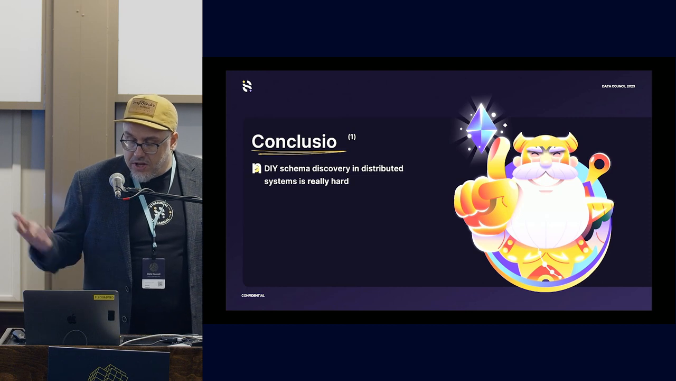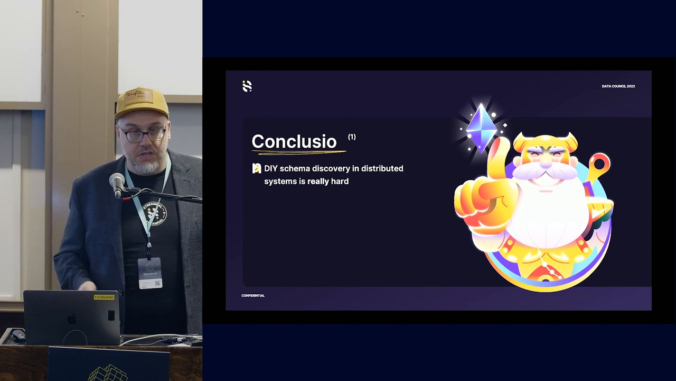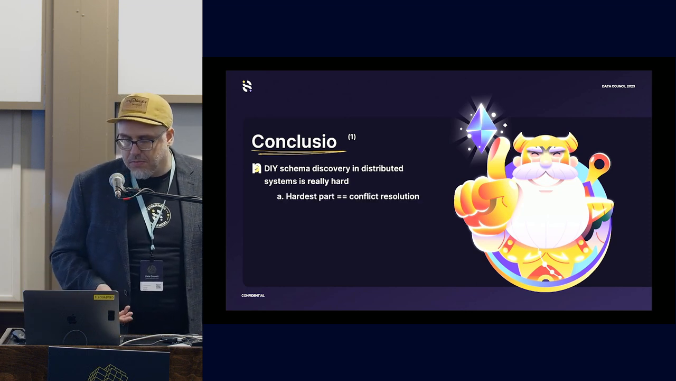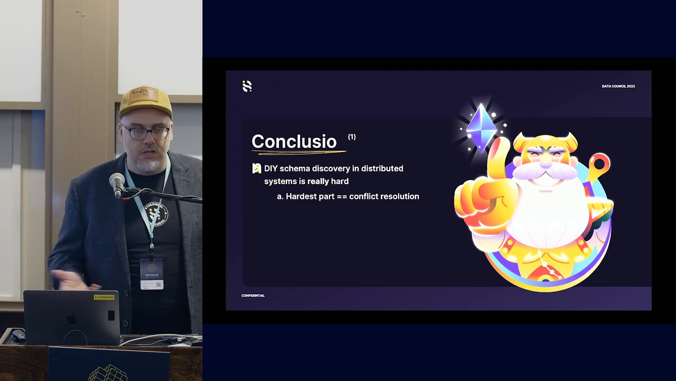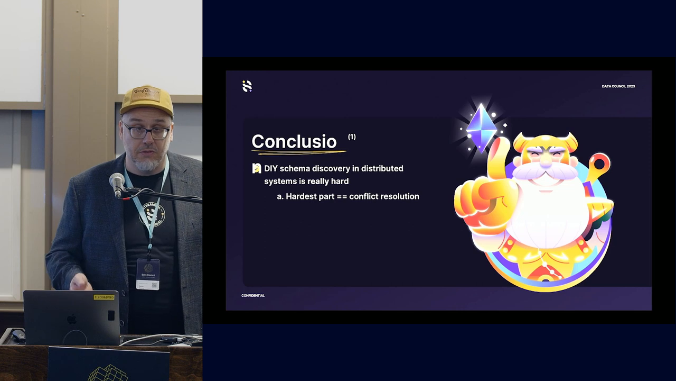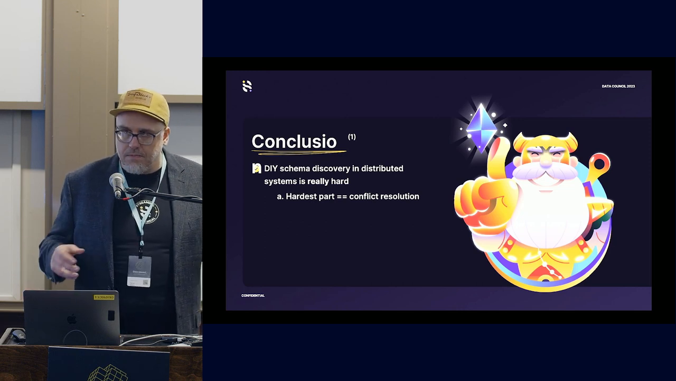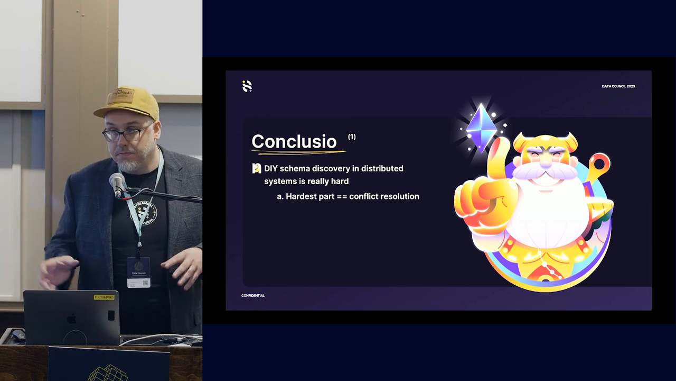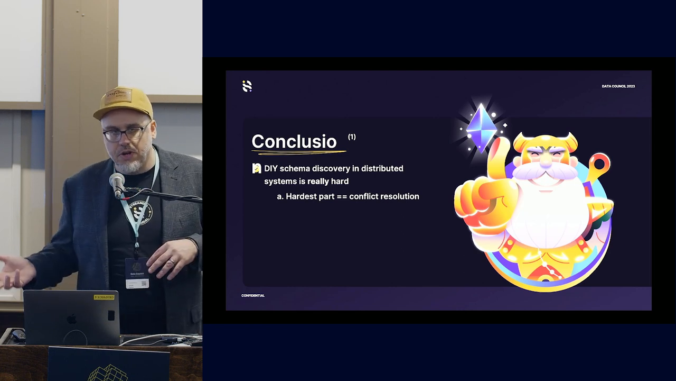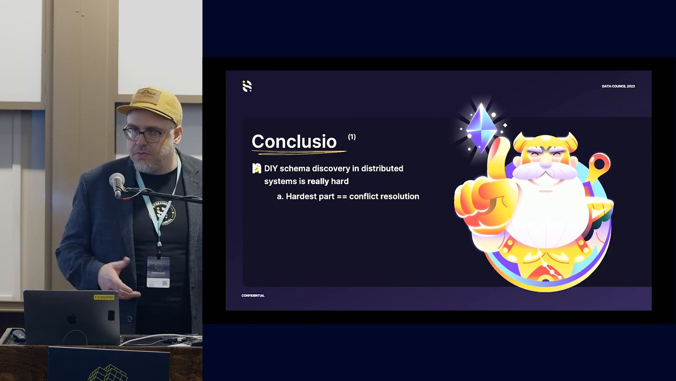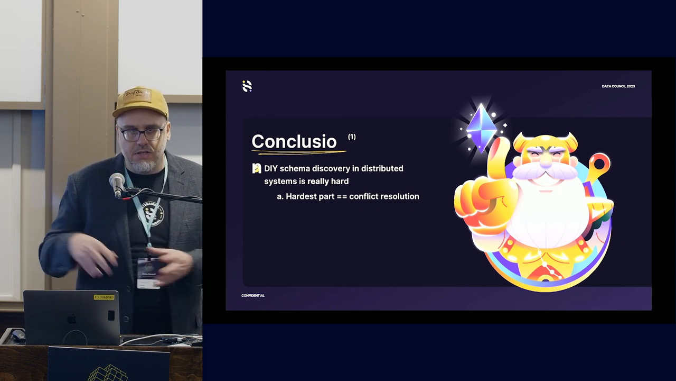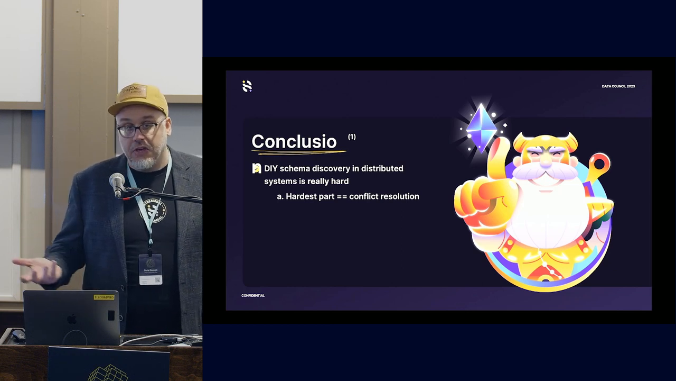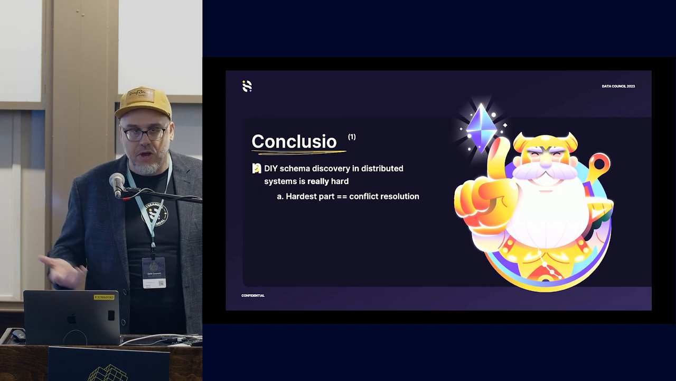So DIY schema discovery in distributed systems, yeah, it's terribly hard. It's insanely hard. And obviously, you could probably guess that the hardest part of all this is conflict resolution. It's totally that. Because you can have conflicts that are resolvable, and then there are conflicts that are not resolvable. And you need to do it fast, and you need to do it in real time. And there are so many tiny little edge cases around this entire thing. I'm pretty sure we're nowhere close to actually getting it right. It's pretty good, but it still happens all the time that something weird just happens.